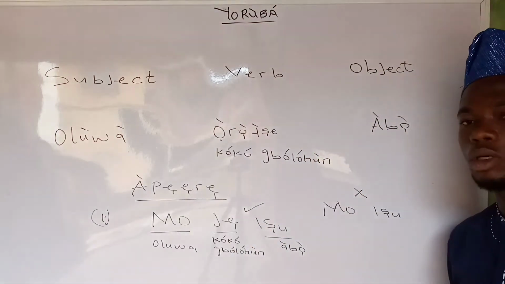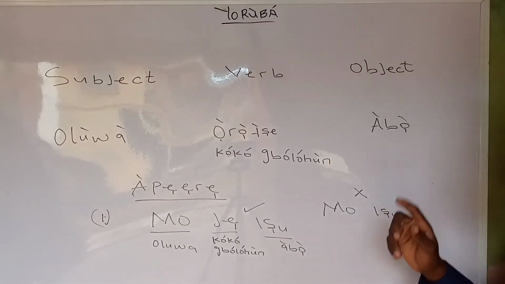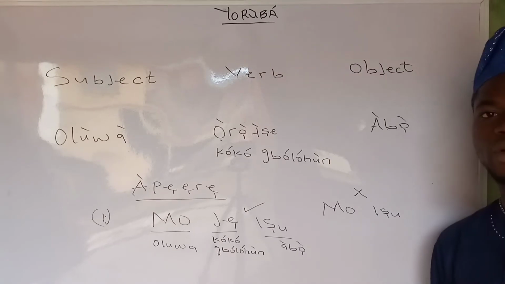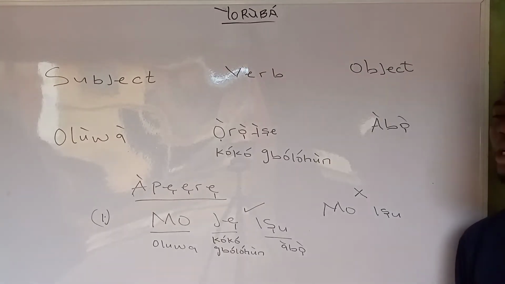Àbọ̀, that is what we refer to as what? As object. Àbọ̀ ni ẹni tí a ṣe nǹkan sí nínú gbólóhùn, which is referred to as what? The receiver of an action.